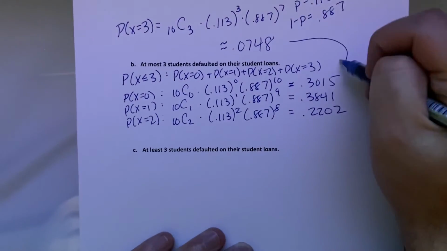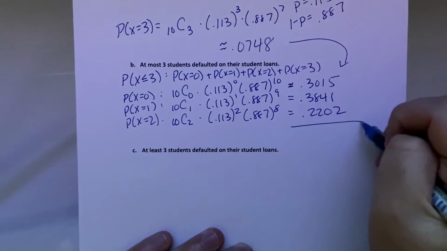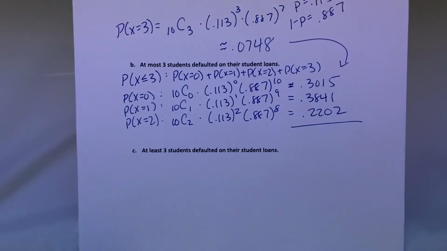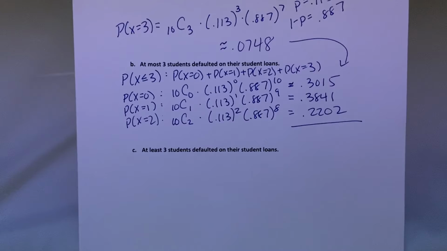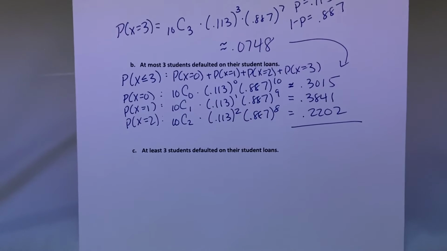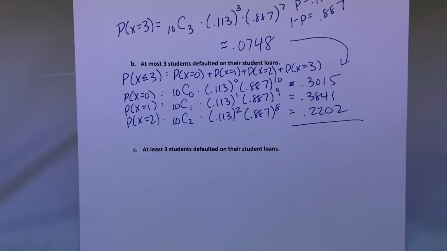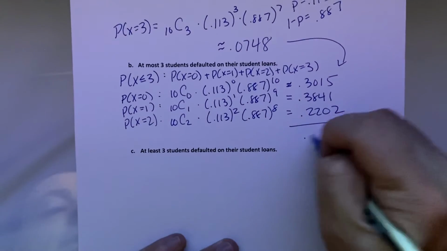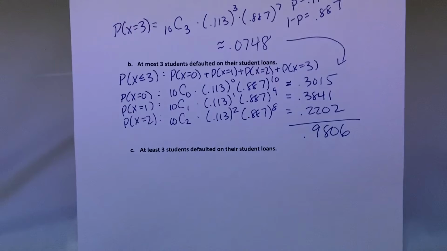We bring this one down as well, and I have to add all of these together. 0.0748 plus 0.3015 plus 0.3841 plus 0.2202 is 0.9806. Okay, so almost all of them, most of the time.